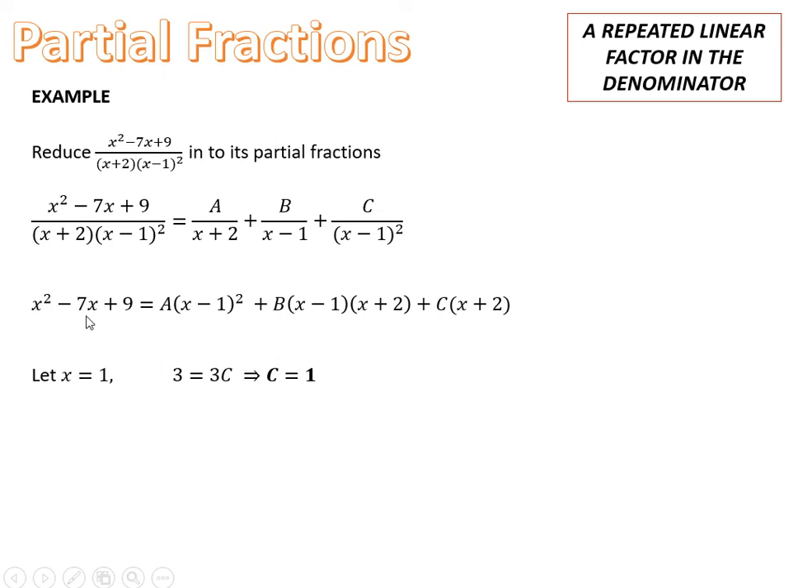1 squared is 1, 7 ones is 7, so 1 minus 7 is minus 6, plus the 9 is 3. Disappears, disappears. 1 plus 2 is 3, times by c is 3c. 3 equals 3c, c equals 1. Okay. Right, if we let x equal to minus 2, then these 2 will disappear.